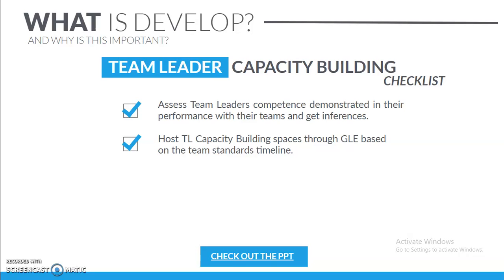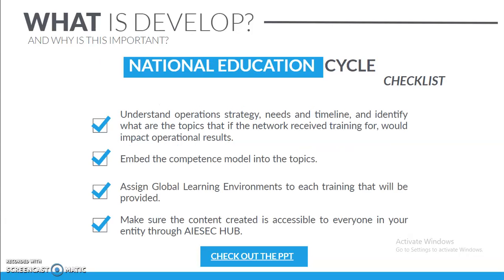So that's why we do not run this process, but we as MC, we take care that our VPs have the right capacity for them to be able to run teams and to be able to lead people. So part of this scope is covered by this national education cycle, for example. And the last part of the develop process consists of the national education cycle. What we are doing right now is part of the national education cycle.